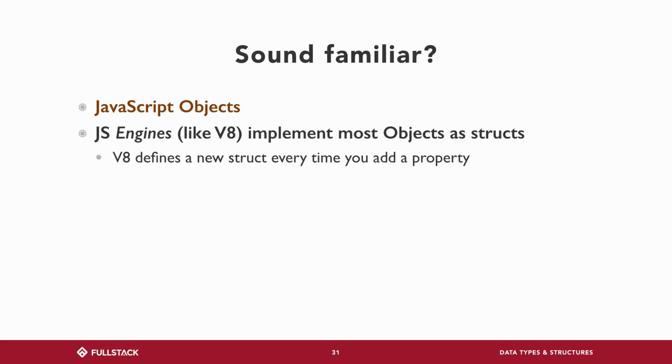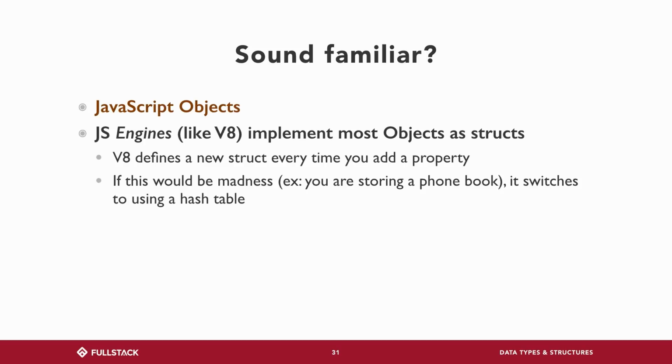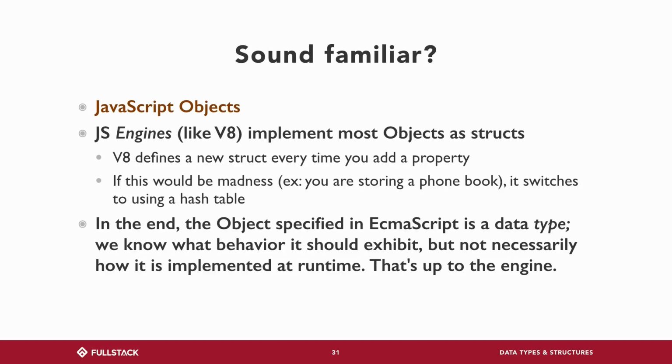We'll revisit this concept later in the course when we talk about functional programming and immutable data structures. However, if the engine does see that your object is so big that using linked structs would actually be wasteful, then it will optimize by switching to use a hash table. In the end, the moral of the story is that the object that's specified by ECMAScript is just a data type. We know what kind of behavior it should exhibit, but not necessarily how it's implemented at runtime. That's ultimately going to be the decision of the JavaScript engine.